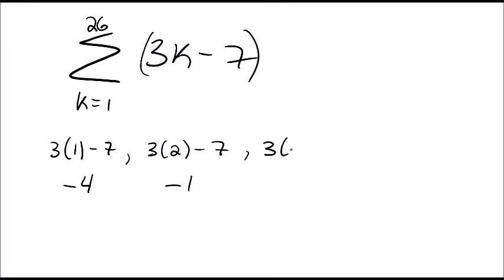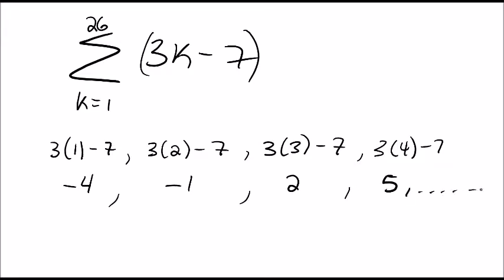Then I put in k is 3. 3 times 3 minus 7, 9 minus 7 is 2 in this case. And I'll do one more here. Let's do 3 times 4 minus 7, which will be 12 minus 7, which is going to be 5, and so forth. And this will continue on.